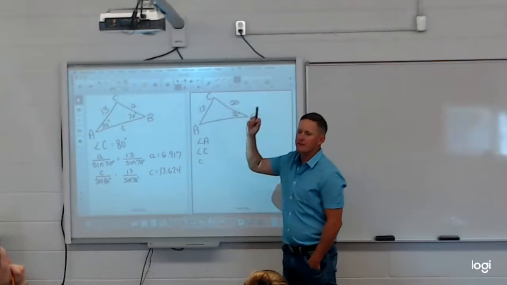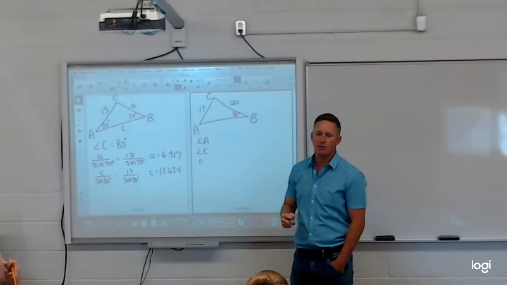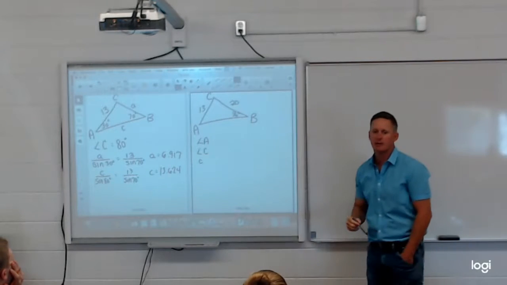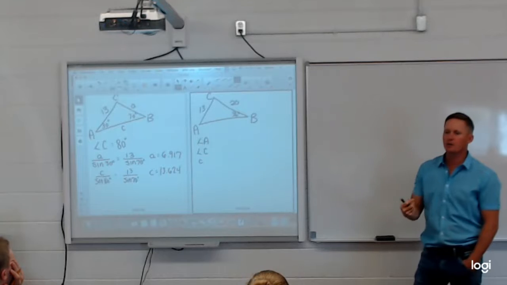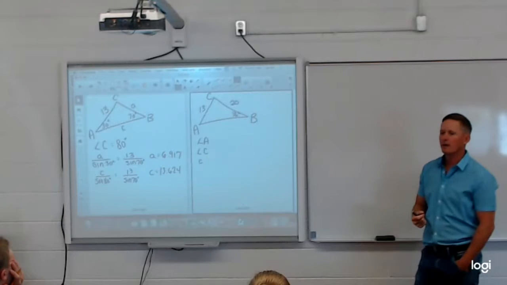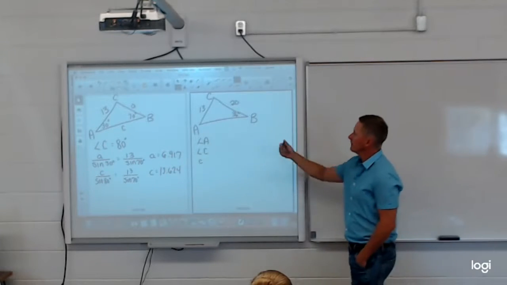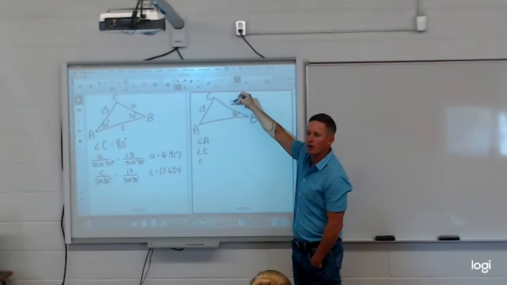I have to have a side and an angle across. So in order to get this question, what's the first piece of information that I can actually solve for using the law of sines right now? Angle A. Okay? Angle A, because I know the length of the side across from it.